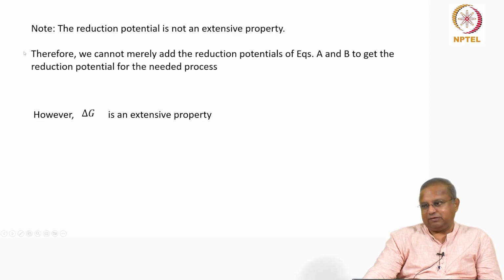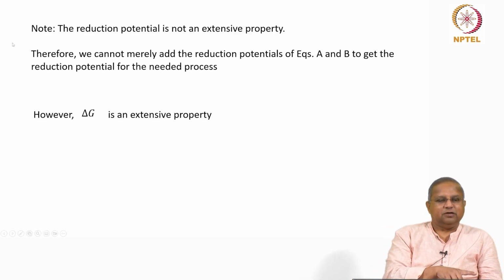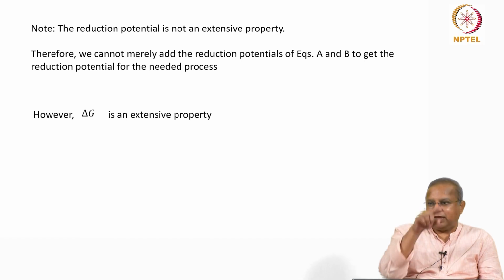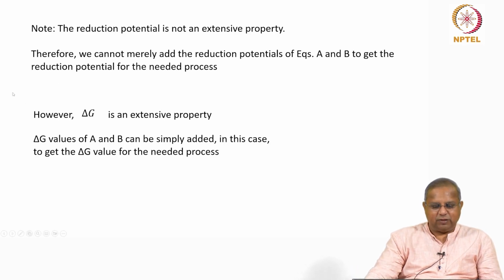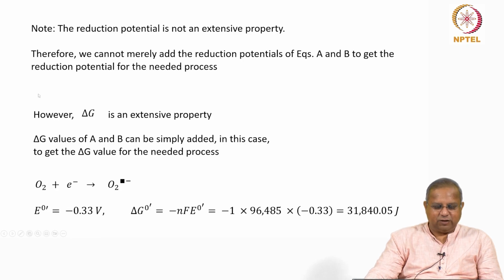Delta G is an extensive property. Okay. So, you need to convert the standard reduction potentials first to the Gibbs free energies and then take a difference. Then it is straightforward, you can do algebraic additions, whereas with standard reduction potentials you cannot. So, if you do that, for this you have E naught dash is minus 0.33 volts, delta G naught dash is minus nF E naught dash, which will turn out to be 31,840 joules.